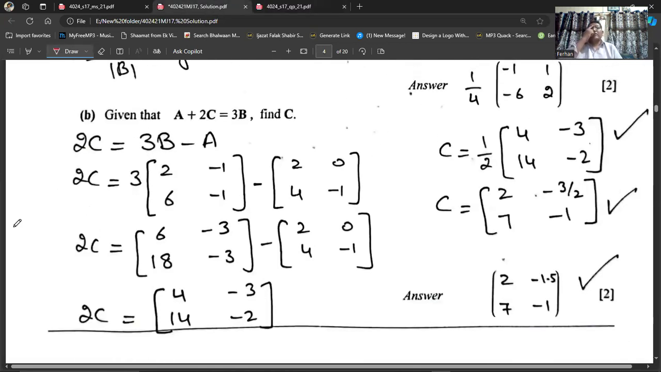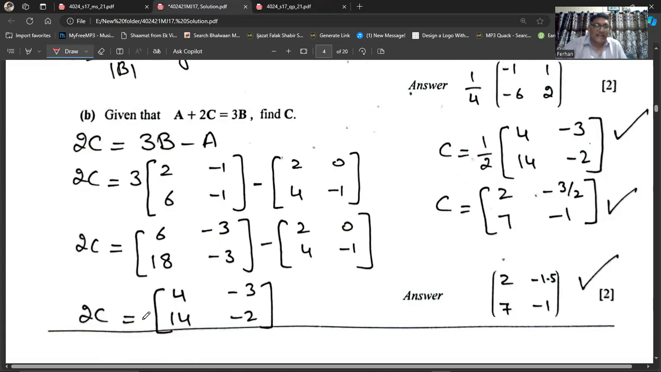So 2C is 3B minus A. So 2C will be equal to, I have rearranged that equation, 3 times the matrix B, which is 2 minus 1, 6 minus 1. Then you have minus the matrix A, which is 2, 0, 4 minus 1. So this 3 will multiply with all the members here. So it will become 6 minus 3, 18 minus 3, minus 2, 0, 4 minus 1. 6 minus 2, minus 3 minus 0, 18 minus 4, minus 3 minus 1. So you will have 4 minus 3, 14, and minus 2.